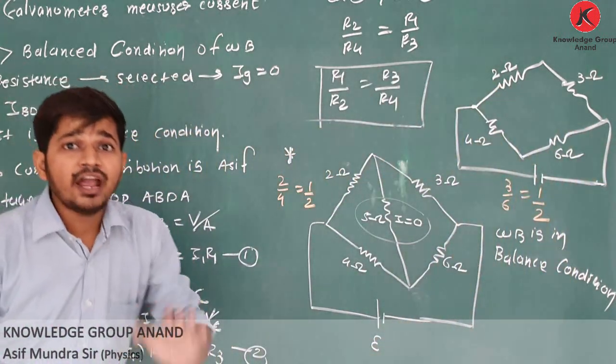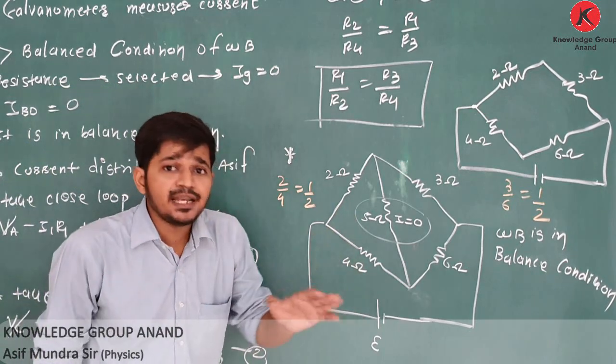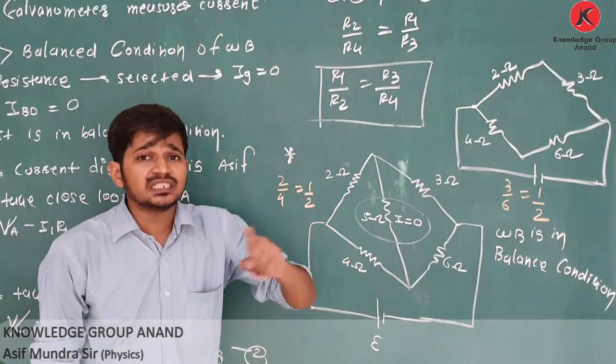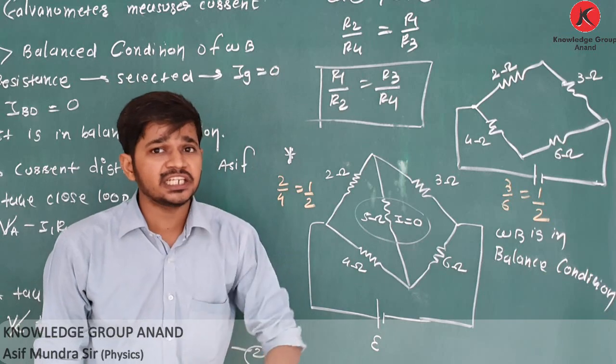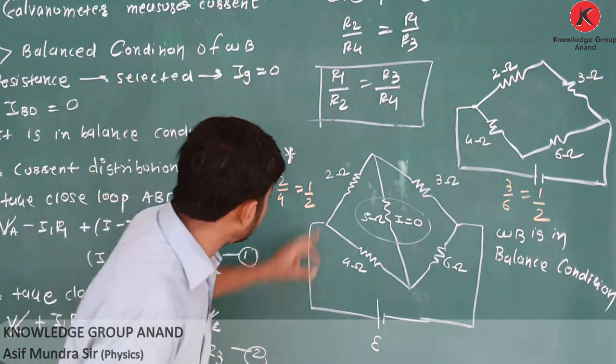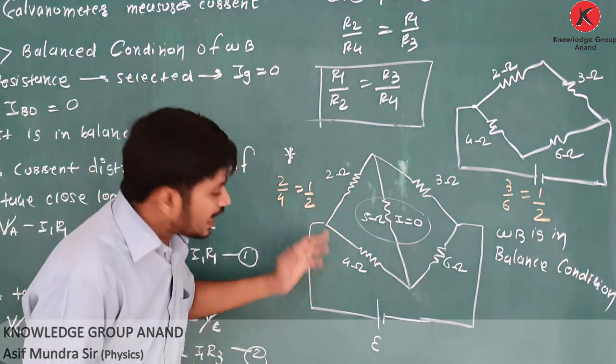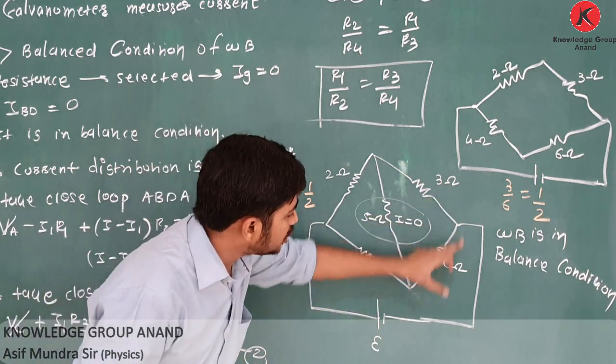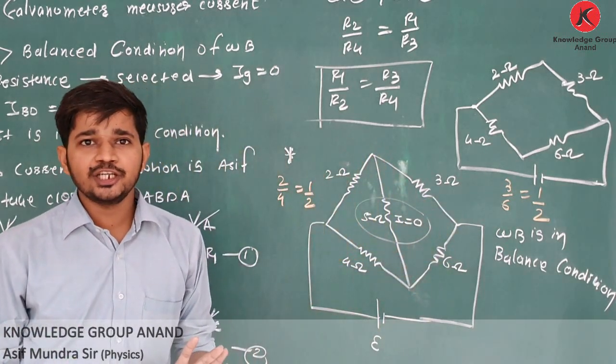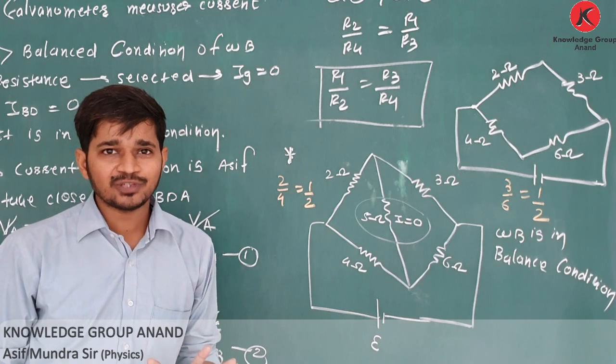Clear? When the Wheatstone Bridge is in balance condition. How to identify the balance condition? R1 upon R2 is equal to R3 upon R4. Clear about this?